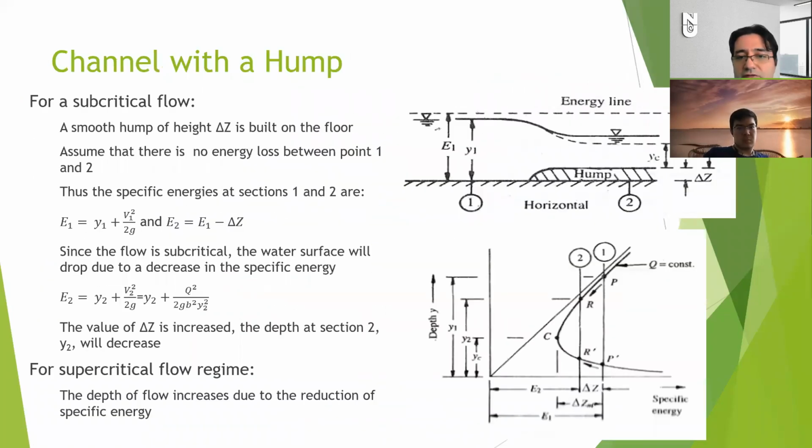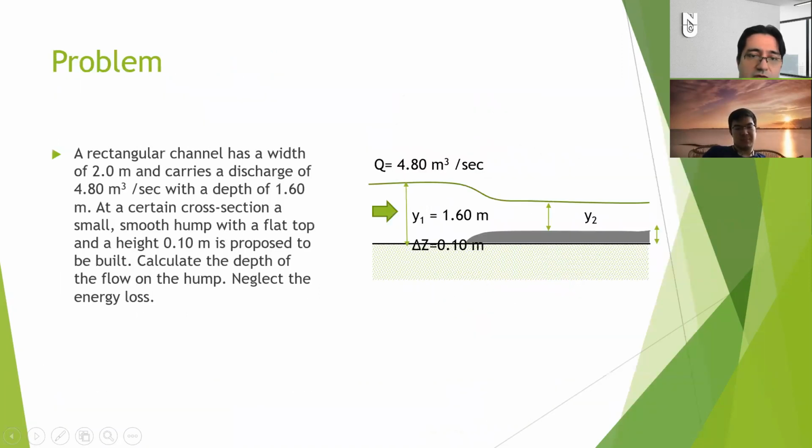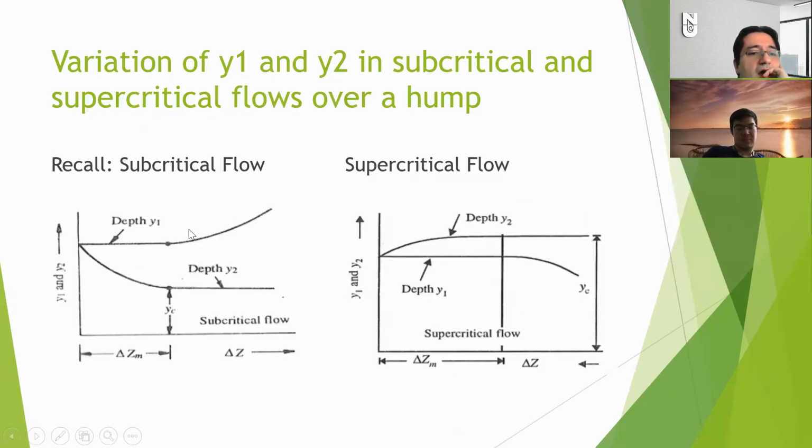Have a look at this energy graph. You will understand exactly what I mean. This is the first case, and this is the second case. This is the first point, this is the second point. When the flow experiences a hump with delta z height, the depth of the water is going down on the hump. It is subcritical flow. Let's continue on this graph again. This depth will increase if you keep increasing the height of the hump, and at a certain point you are going to reach the critical depth.